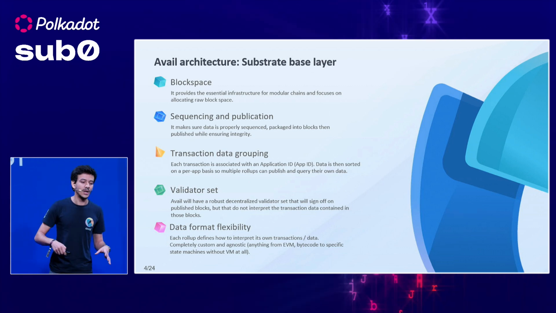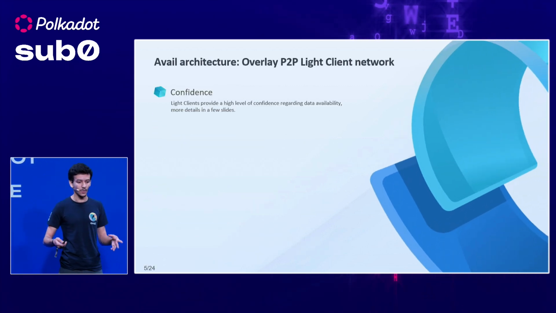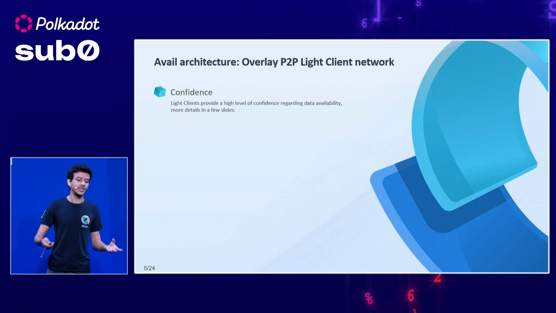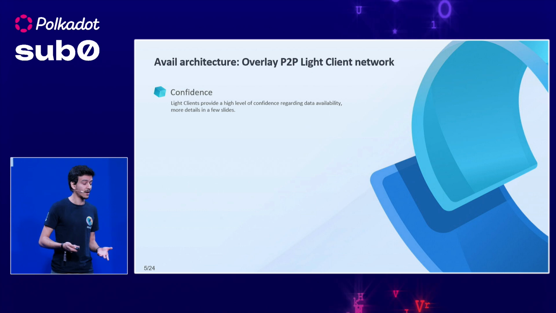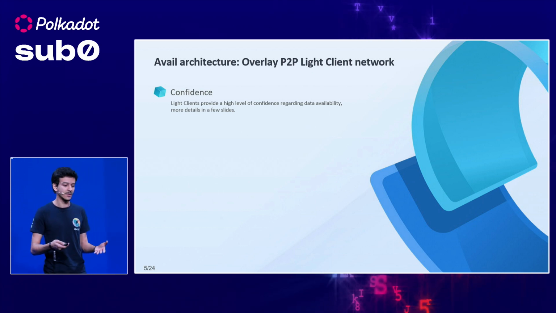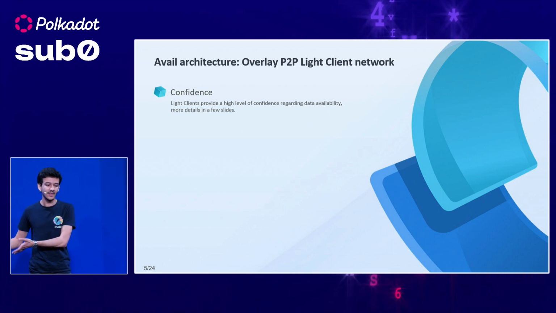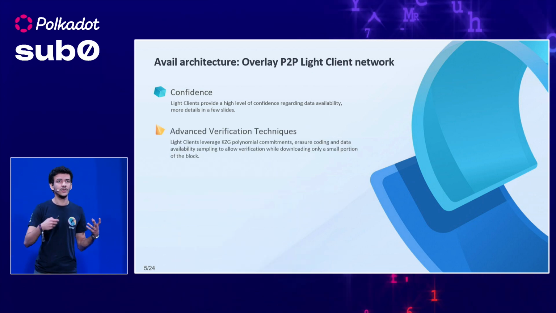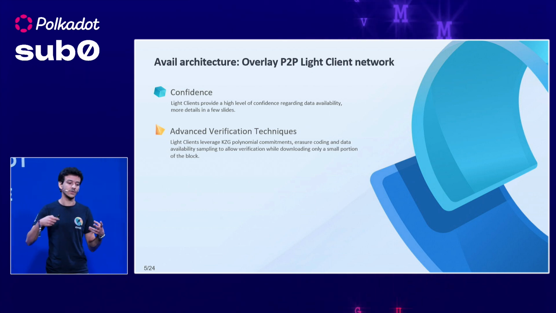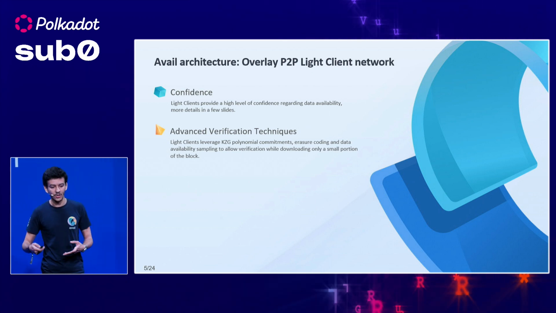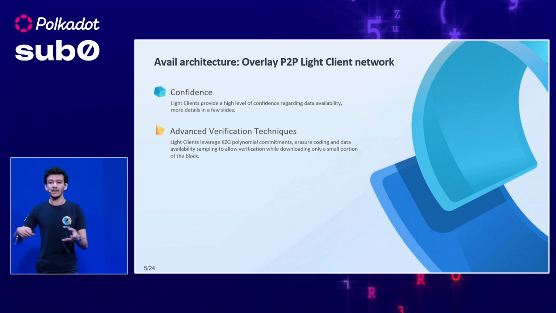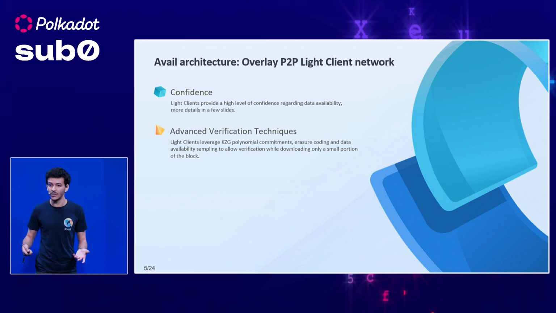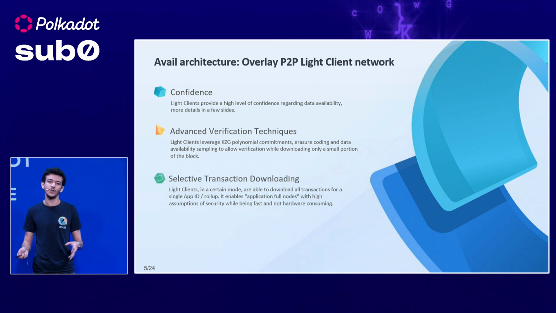Above that, we'll have a peer-to-peer overlay light client network. One light client will be able to provide a level of confidence for each block. The confidence will determine if the data is available in this block at a specific point in time for a specific amount of time. More detail will come in a few slides. They will use advanced verification techniques. When we generate the block, we use KZG polynomial commitments and erasure coding. And the light client uses data availability sampling to allow verification while downloading only a small portion of the block. We'll show more details later.